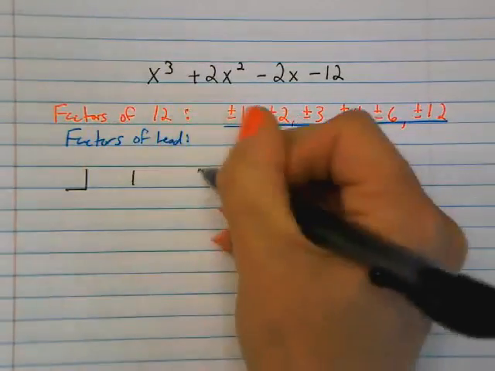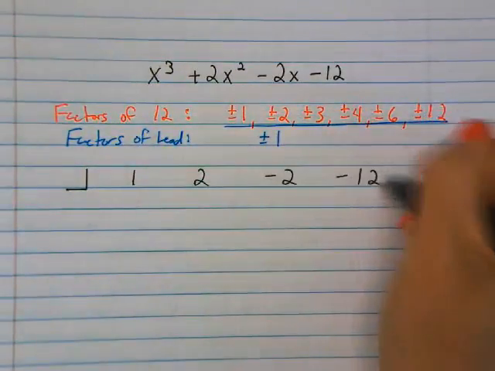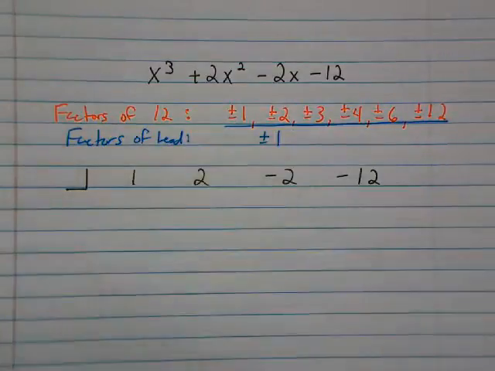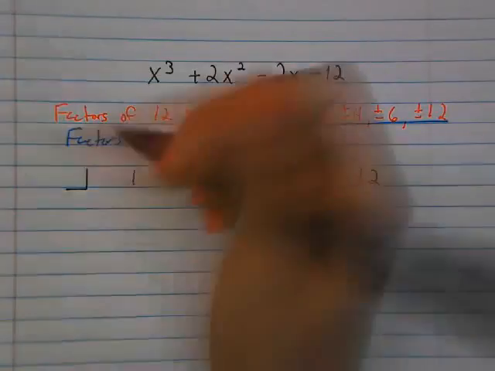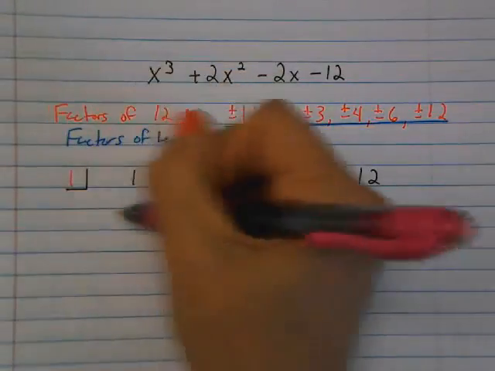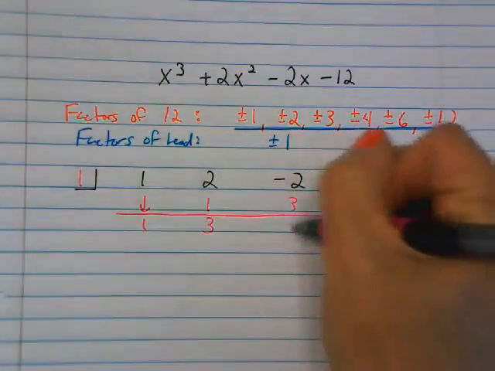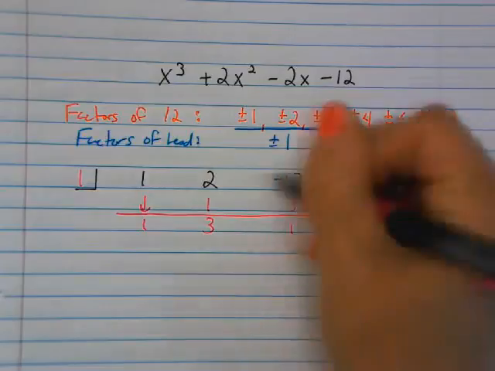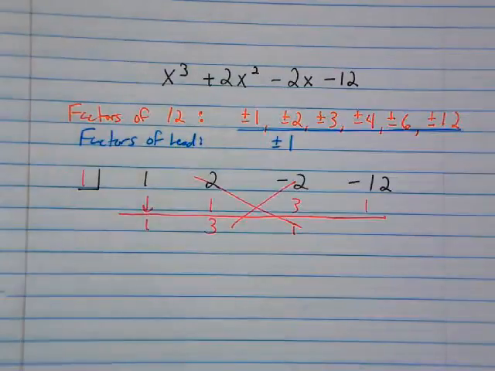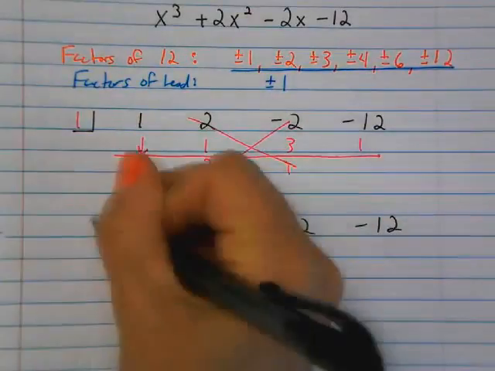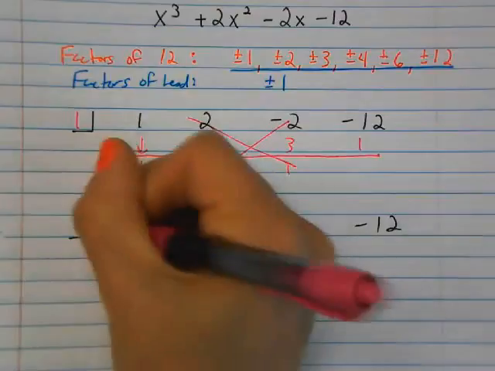Ready for synthetic all over again. 1, 2, negative 2, negative 12. And you hope again that either you synthetically divide super quick or you get super lucky. Okay, I'm going to tell you guys that you can try it. If I do 1, I get 1, 3, 1, and I get nothing. Negative 1 doesn't work either. So are you guys okay? In the essence of videotaping, I'm going to be kind of like they do on the cooking shows. I'm going to tell you that 2 works.